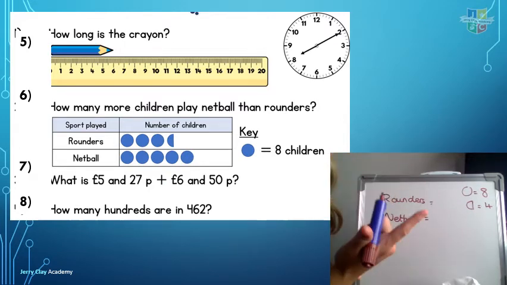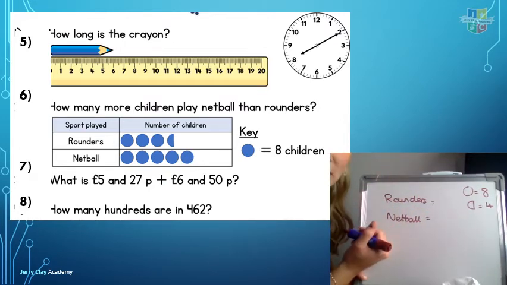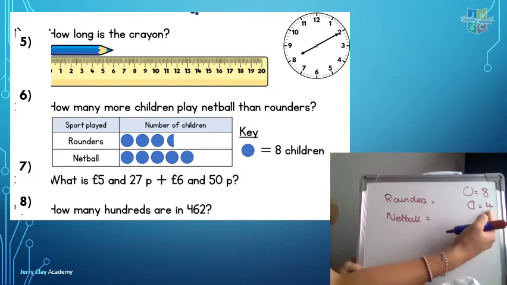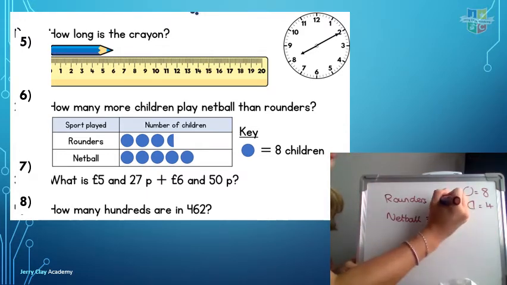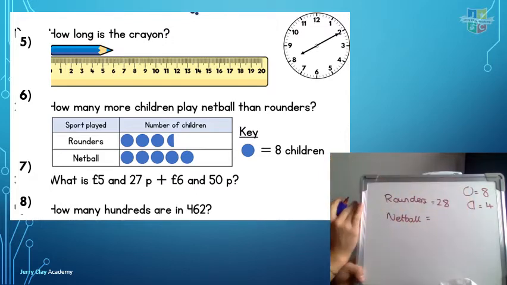So now if I count up for rounders, I've got 3 whole ones, so I can do 3 times 8, or 8 add 8 add 8, which is 24. Then I want to add another 4 for my half, which is 28 rounders.